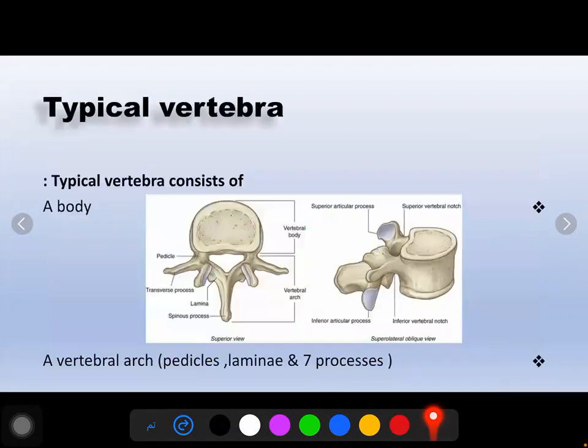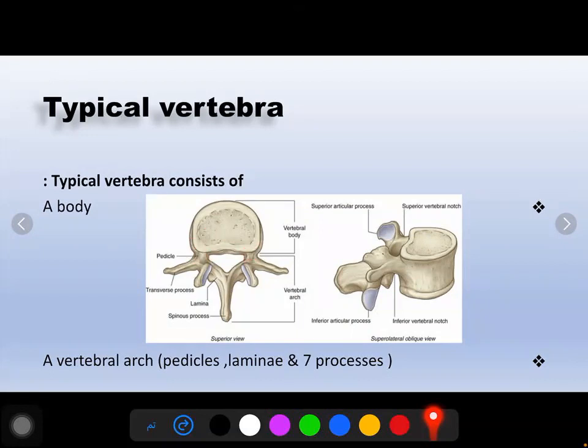Typical vertebra. The typical vertebra consists of body and vertebral arch. This is the vertebral body. The vertebral body is the most anterior cylindrical portion. As we see, it is roughened superiorly and inferiorly to give attachment to the intervertebral disc. And this is the pedicle. It projects from the posterolateral aspect of the vertebral body. This is the posterolateral aspect of the vertebral body, so the site of the projection of the pedicle.